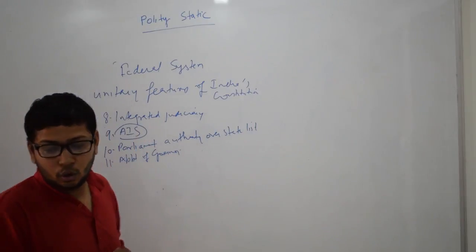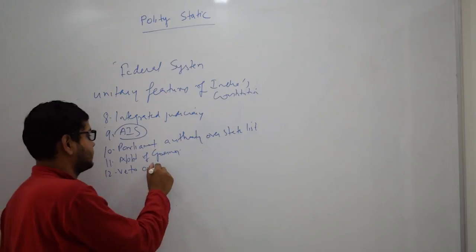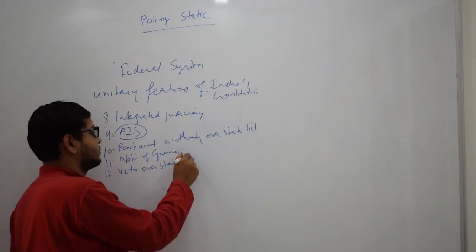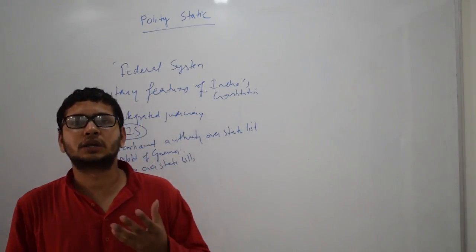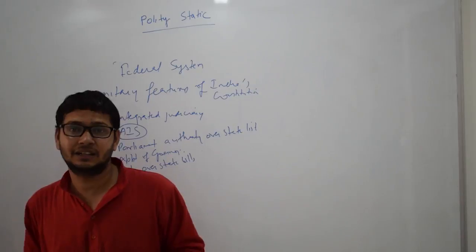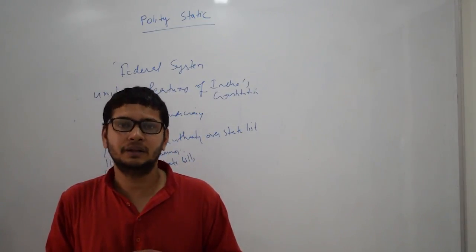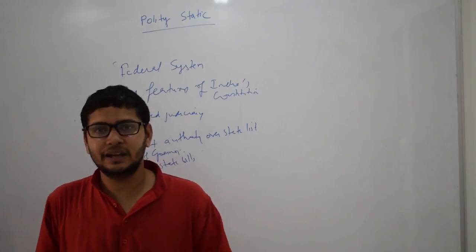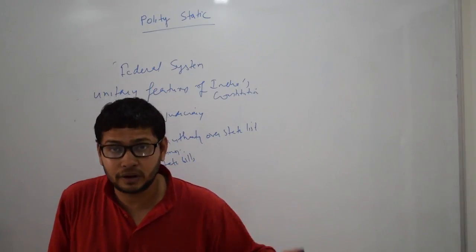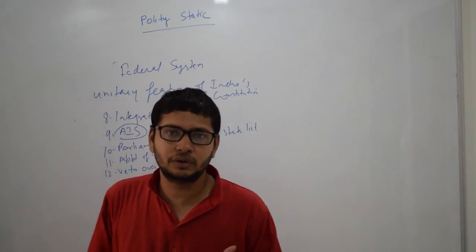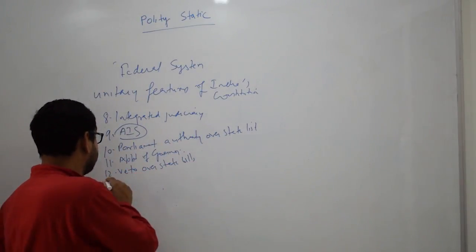Next is veto over state bills. Some of the bills are reserved by the governor for the president, and president, as you know, has a power that it could resend the bill to the state assembly again and again, right? So this is almost a veto. And president is a central government employee, so it's a veto of the central government over some of the state bills.